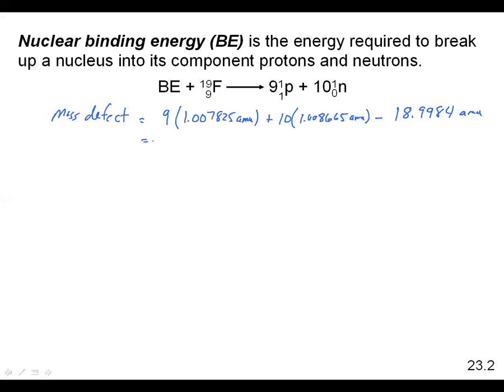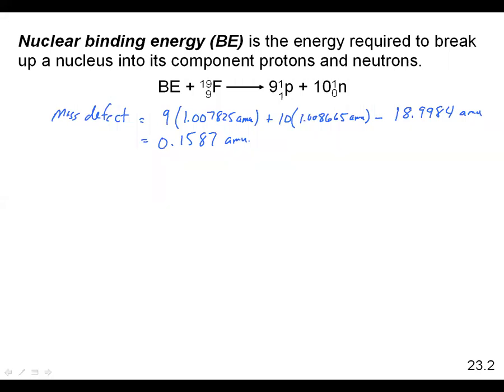And if we do this conversion here, we will get 9 times 1.007825 plus 10 times 1.008665 minus our 18.9984. That's going to give us a mass defect of 0.1587 AMU. So this difference in mass is the difference between the mass of the isotope and the mass of the particles that make up that nucleus. And that's what's going to be converted into energy.